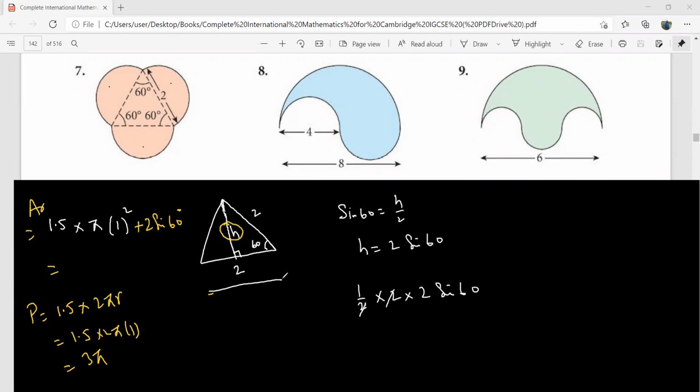And we know the base already, that is 2. So this is going to be half into base into height, na? Area is half into base into height. So half into the base is 2 and the height is 2 sine 60. So when you cancel this out, you're left with 2 sine 60. So the area of the triangle is 2 sine 60. Okay? You still have to find this with the calculator, 2 sine 60.